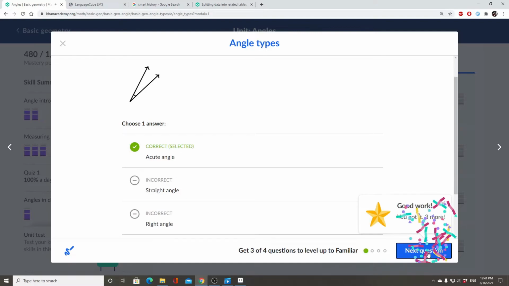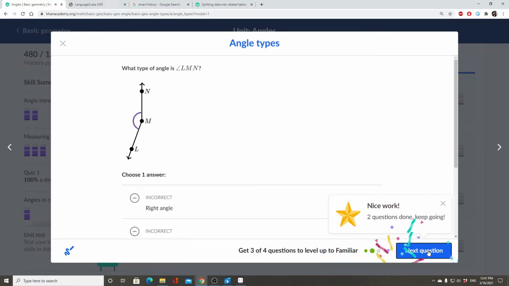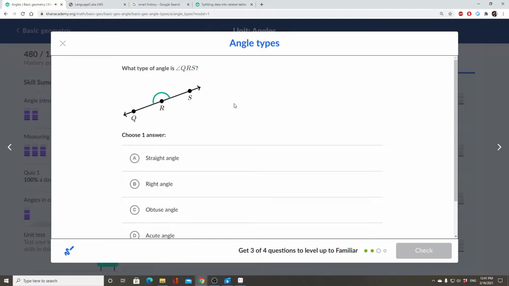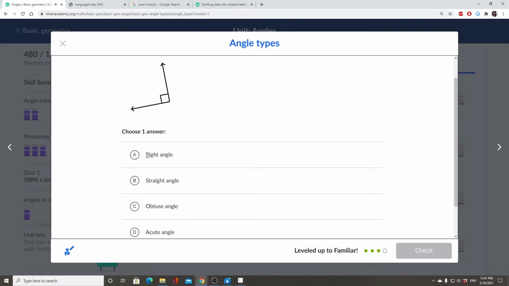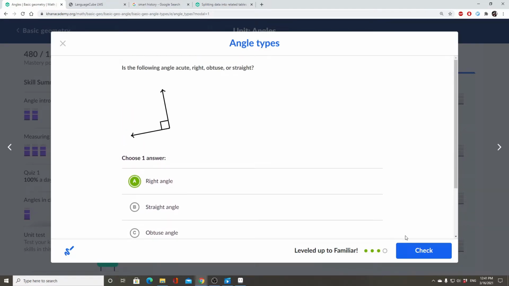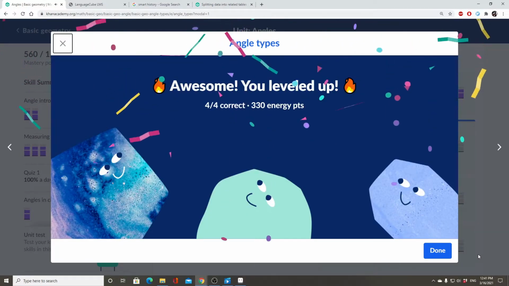So is the following angle acute, right, obtuse, or straight? Oh, it's acute. Yeah, okay, we can probably go through this pretty fast. What type of angle is LMN? LMN. Well, that's an obtuse angle. Very obtuse. Again, we have the M. That's always the vertex. The vertex is always in the middle of the angle designation. Cool. QRS. That's a straight angle, my friend. Cool. And right angle. Yeah.